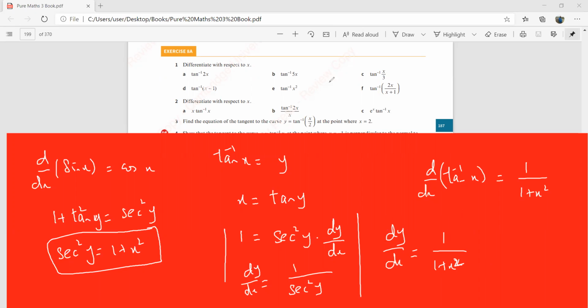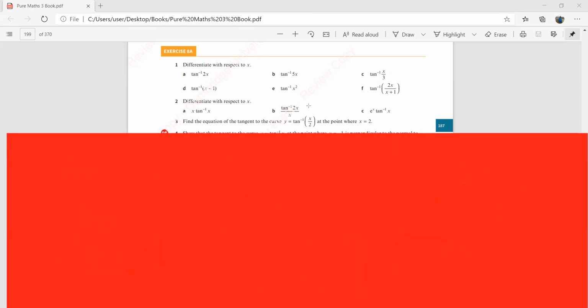Okay? So from here, you can see that if, for instance, let's say you want to differentiate tan inverse of 2x. Okay? Tan inverse of 2x. So that will be first of all 1 over 1 plus 2x square, and you will have its derivative over here. That will be 2 over 1 plus 4x square. That is the derivative of tan inverse of 2x.